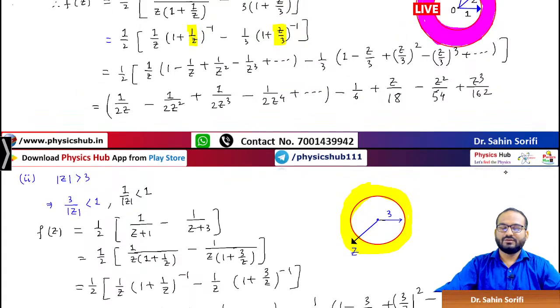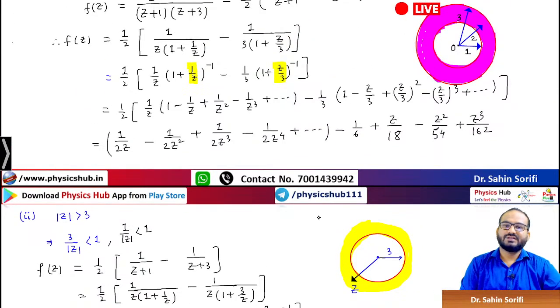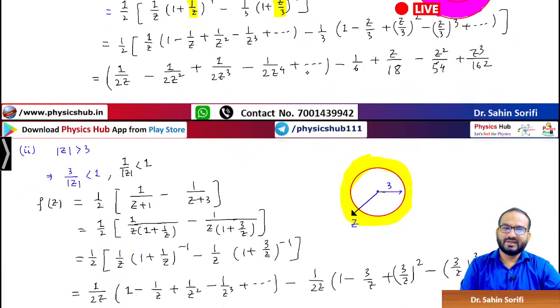So try to understand the difference. Here we required z by 3, which was less than 1. That is why we took 3 common. But here we require 3 by z. That is why we have taken z common. Are you able to get the difference?